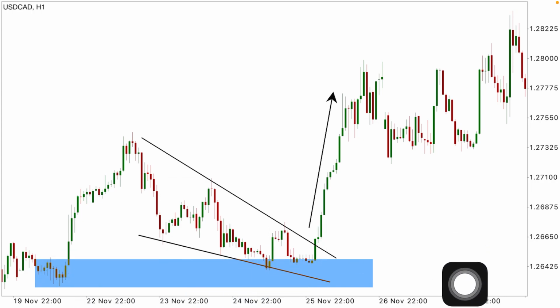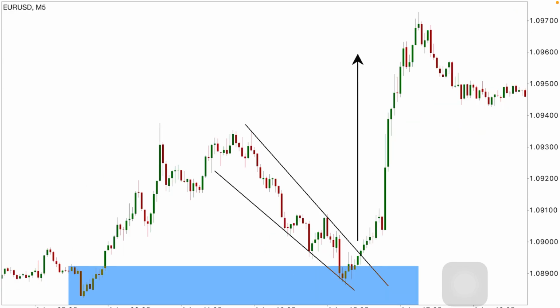So I want you to only trade falling wedges and rising wedges from a zone. Only trade them from a zone, either a supply zone or a demand zone. All right, this is another example. The market came down, formed a wedge, came down to this zone and sold, and bought.